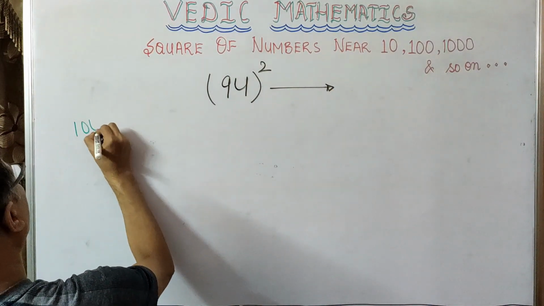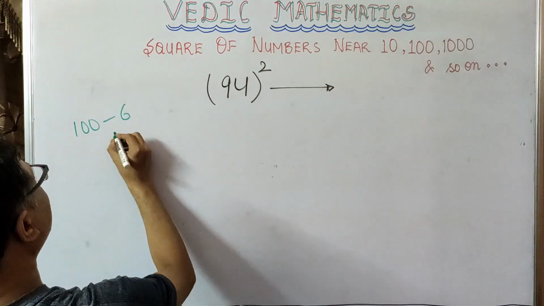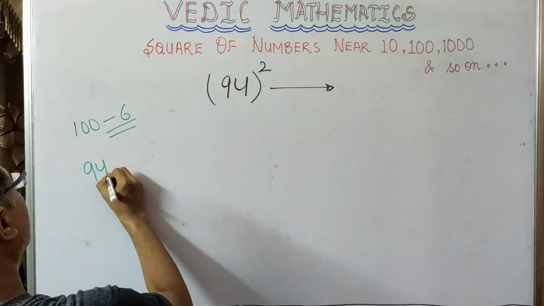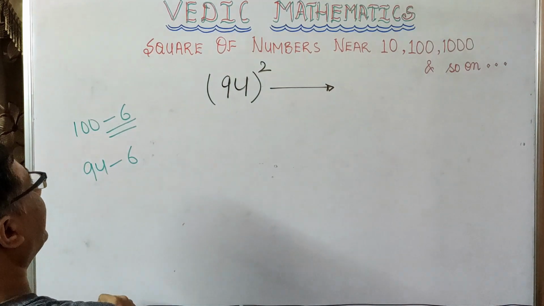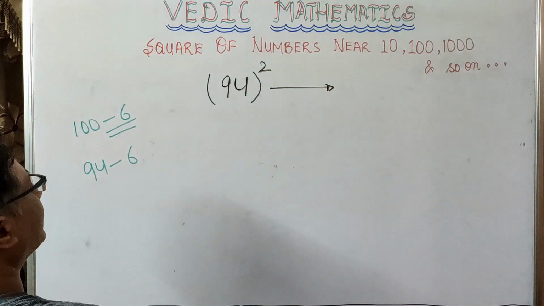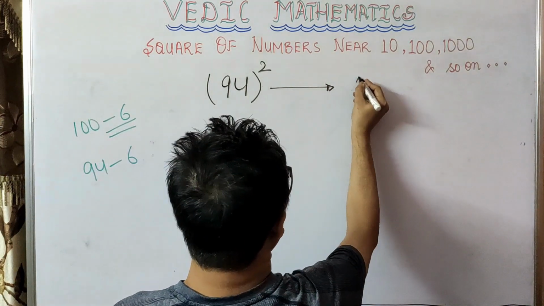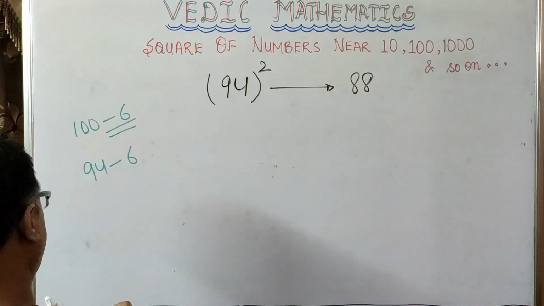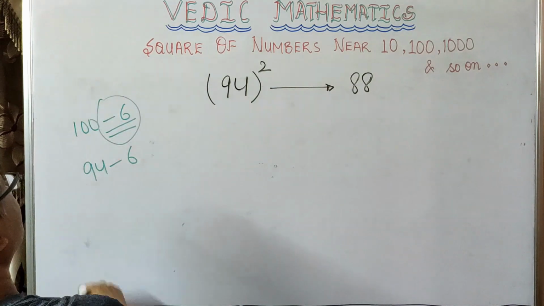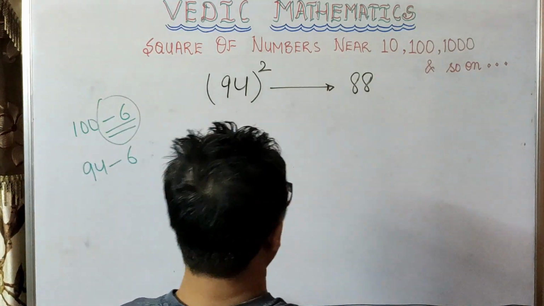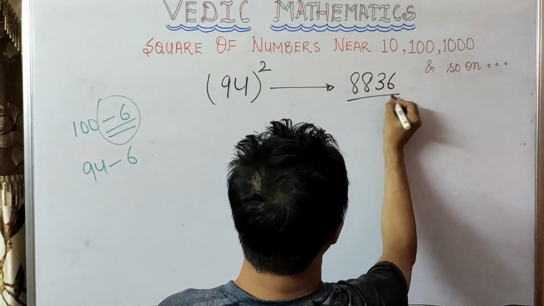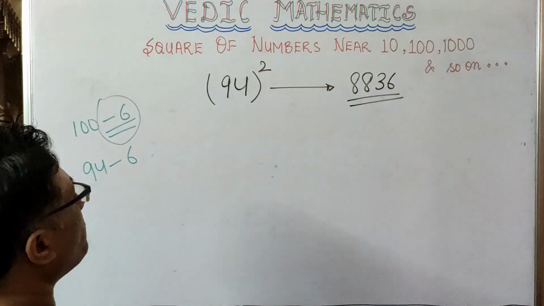100 minus 6 is 94. So, for the first part of our answer, we get 94 minus 6, that is 88. And then for the second part of the answer, you square 6, which will be 36. This is your answer.